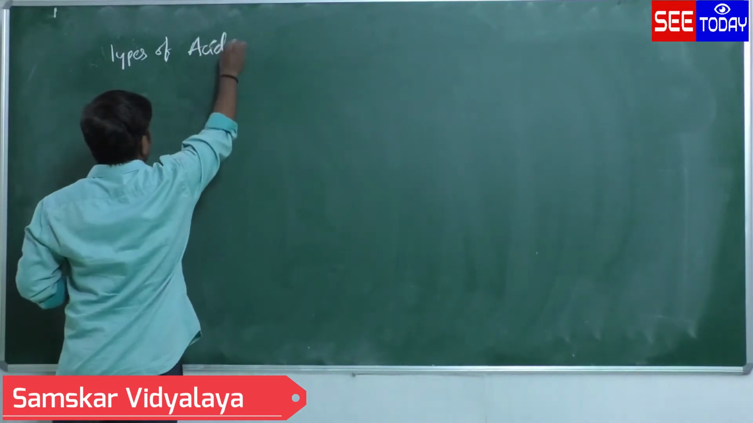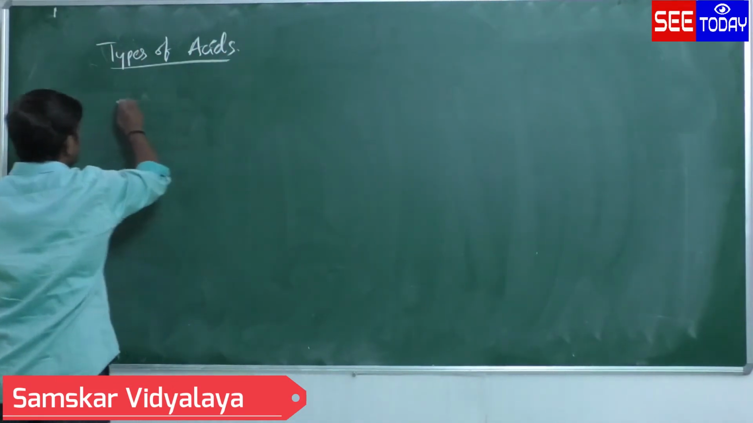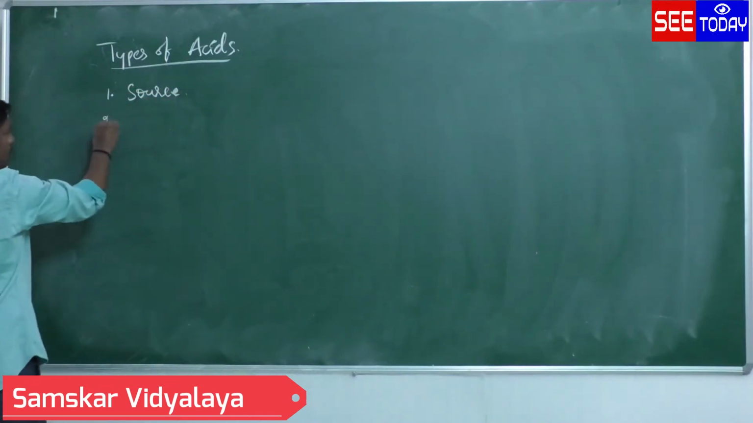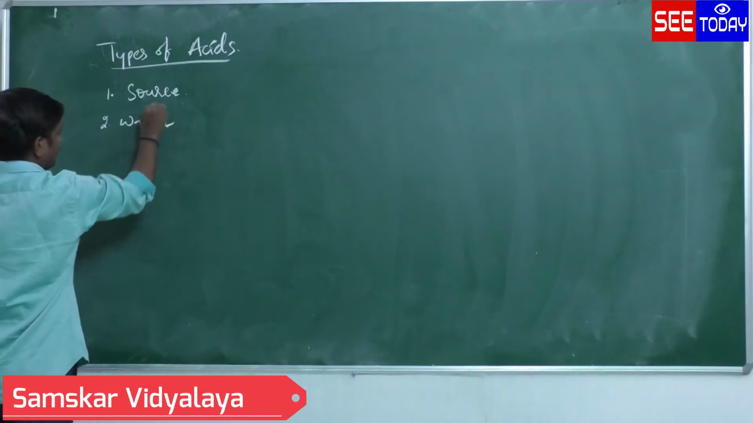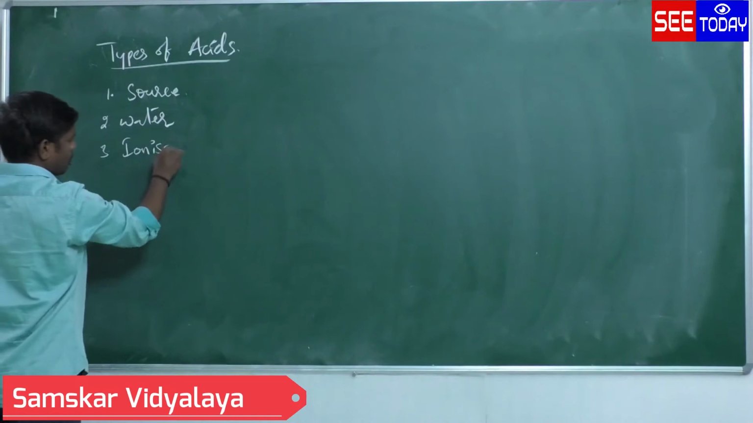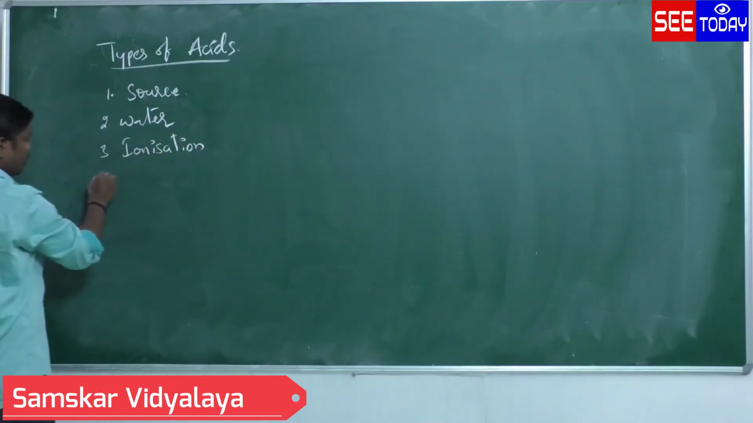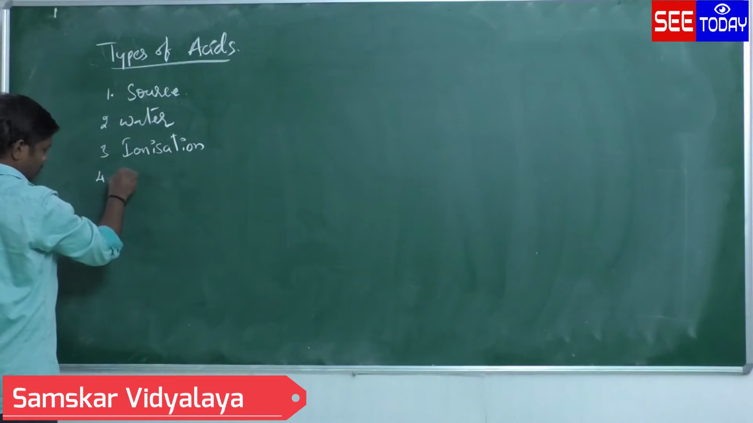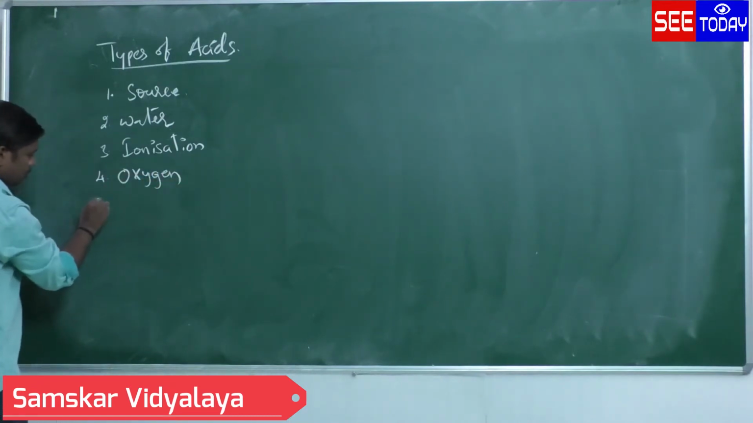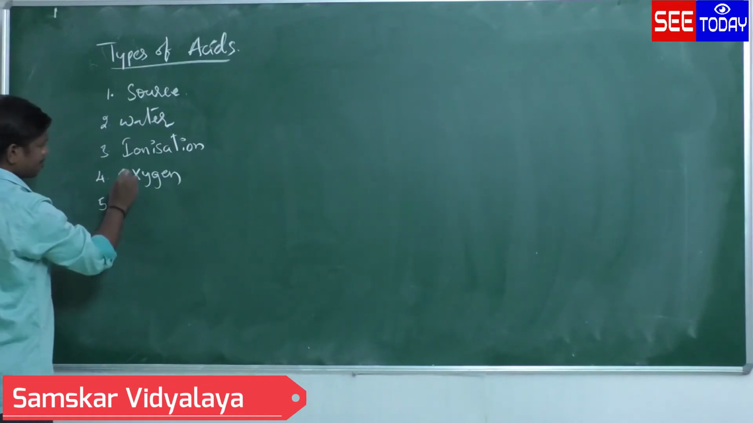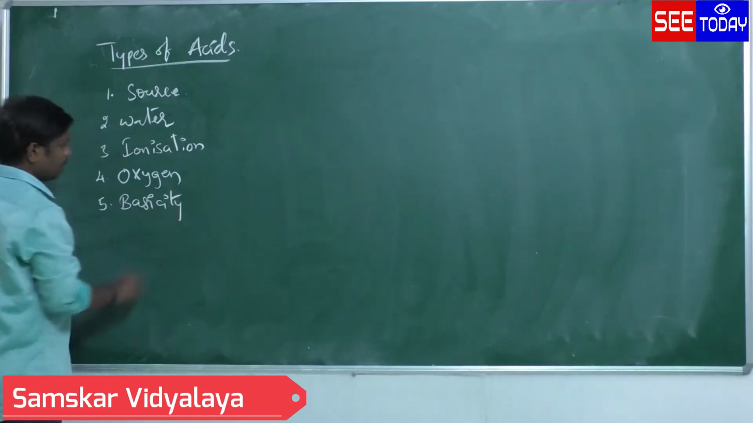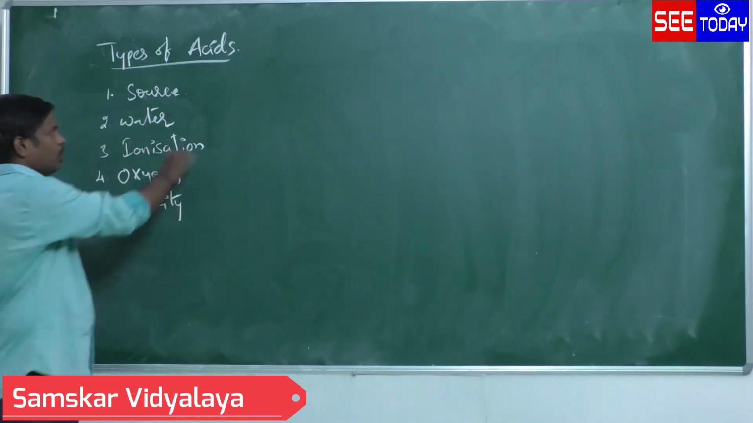acids. So how many types of acids are there? Mainly, we have discussed based on source, the next based on water level, next based on ionization, next based on oxygen, and the next based on basicity. So let us discuss one by one.